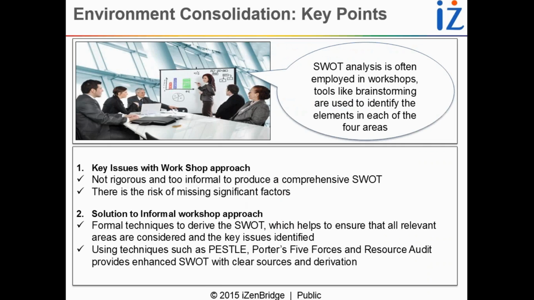Now, environment consolidation key points. SWOT is often employed in workshops. Tools like brainstorming are used to identify the elements in each of the 4 areas of environment. What are the key issues with the workshop approach? It is too informal.